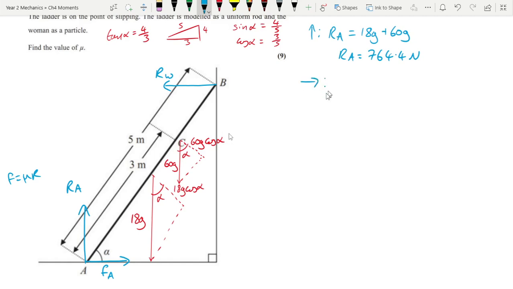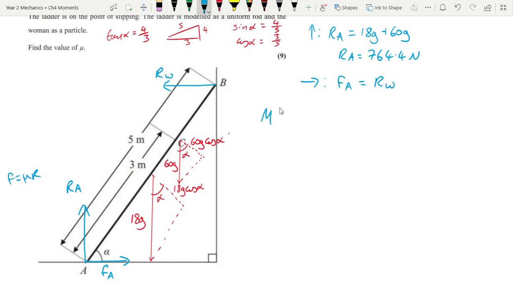So let's resolve horizontally. FA, the friction at A, that must be the same as this force here, as RW. And those are the only horizontal forces I've got. These two weights are only vertical, they've got no horizontal component. So this isn't very useful so far. All we know is that the friction at A is the same as the reaction of the wall. That's what that tells us. So we need to work out RW, and then we know what FA is.